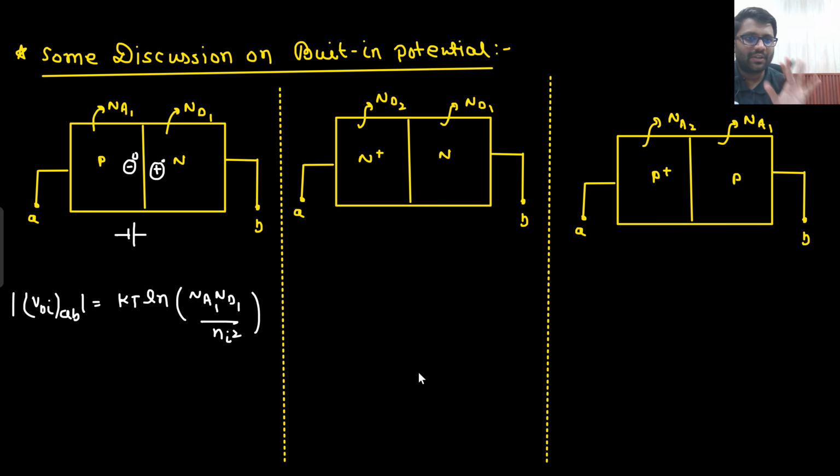Just keep on watching the video, something good we will surely conclude. If N plus and N junction is there, then what will be the scenario? Sir, here there is positive, positive, and here this is the scenario. This doping is more, right? What is the meaning of N plus? That Nd2 is more than Nd1.